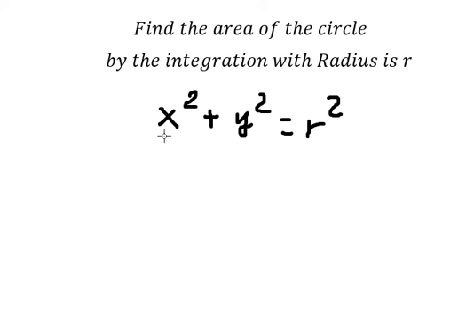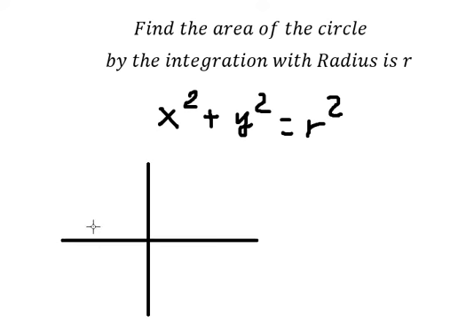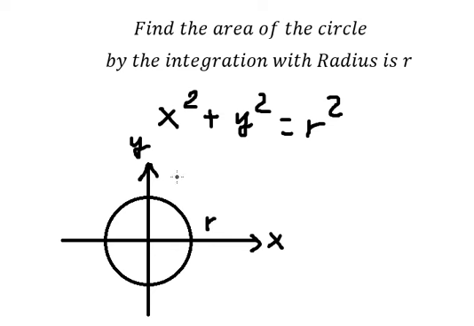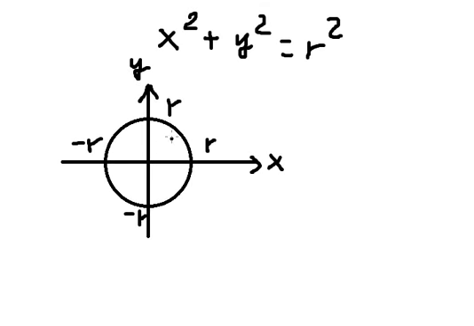Now we need to write about this one. So this one, we have r, negative r, and negative r. So if we look carefully, we need to find a half of the circle in here. Later we multiply by number 2, so we can find the total area of the circle.